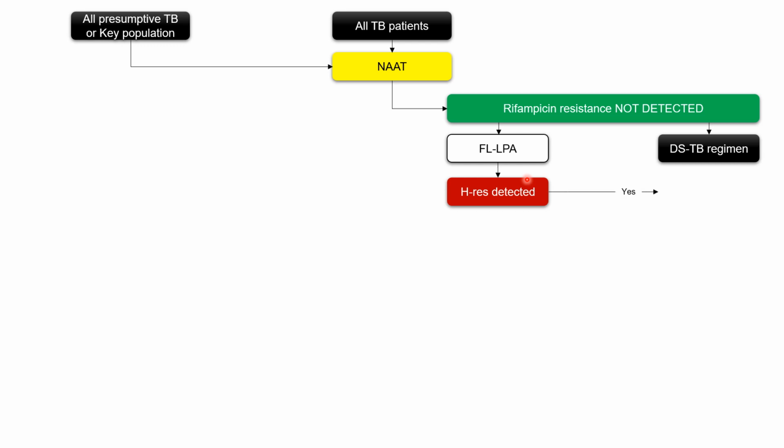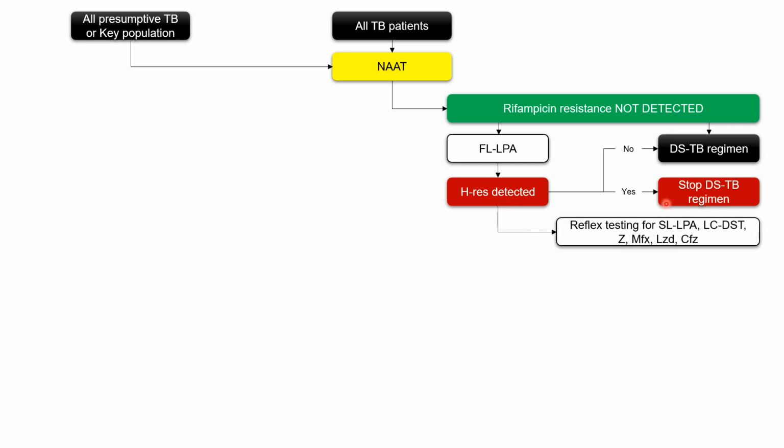If INH resistance is detected, what is this? This is a mono-resistant tuberculosis. So we have to stop the drug-sensitive TB regimen and start the therapy for monoresistant TB or INH resistant TB. But if INH resistance is not detected in this first line probe assay, then what is it? It is a drug sensitive TB. So if it is not detected, we have to continue the drug sensitive tuberculosis regimen. But if INH resistance is detected, then next what we have to do? We have to do the reflex testing with second line probe assay and liquid culture drug sensitivity testing for pyrazinamide, moxifloxacin, linezolid, and clofazimine. These are the second line drugs.